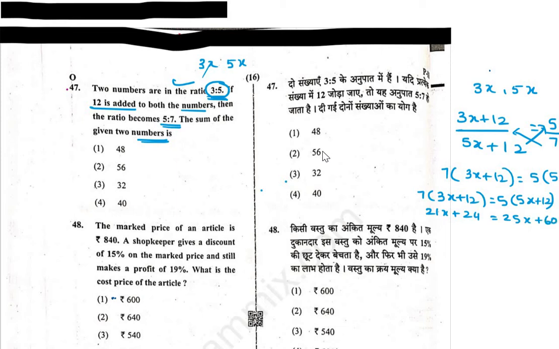Then combine the x terms on one side and the numbers on the other side. 25 minus 21 means 4x. 84 minus 60 means 24. So 4x equals 24, and x equals 6. So the original numbers are 3 into 6, which is 18, and 5 into 6, which is 30. We need the sum of the numbers, so 48. Answer is 48. Come to the next question.